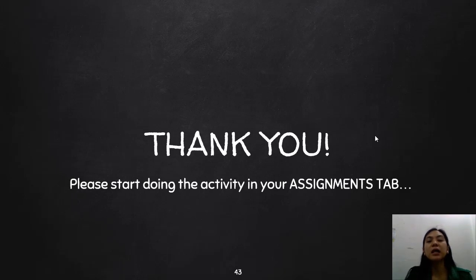Please start doing the activity in your assignments tab. I believe that will be your activity number 3. So that will consist of 4 problems that you would need to answer. And as it was before, you have to make sure to answer in a bond paper following the format I provided you and answer 1 problem per page.